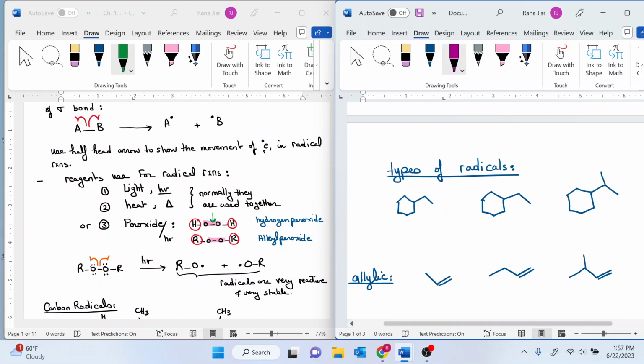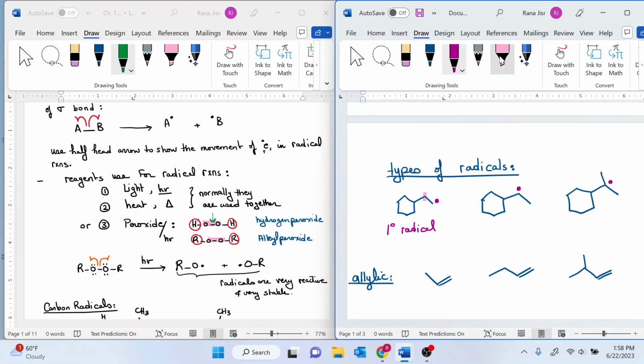There are different types of radicals. So let's say, for example, if we have these radicals over there, and you want to check the type of the radical and their stability, the first thing that you need to look for is the carbon that is adjacent to the carbon radical. So this is the carbon radical in here. The carbon that is adjacent to it is just one carbon. So this is called a primary radical, or a primary free radical.